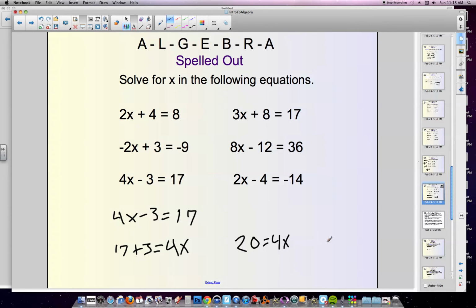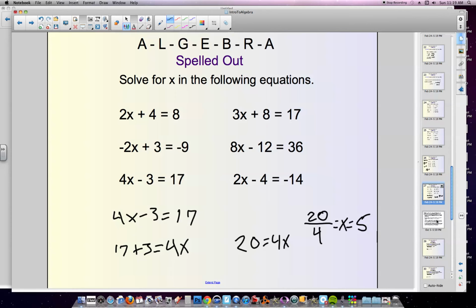And then I'm going to look at this and say, okay, well, that means that 20 is equal to 4 x's. So let's divide 20 by 4 to figure out what x is. And once again, you can see that 20 divided by 4 is 5. Go ahead and do the rest of these. There's practice on this on Khan Academy.